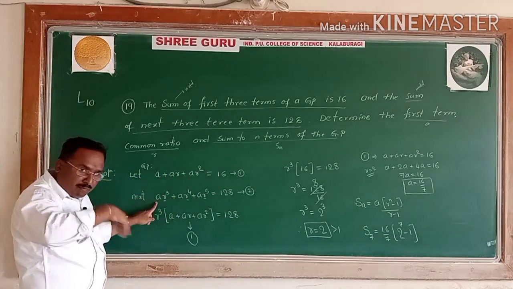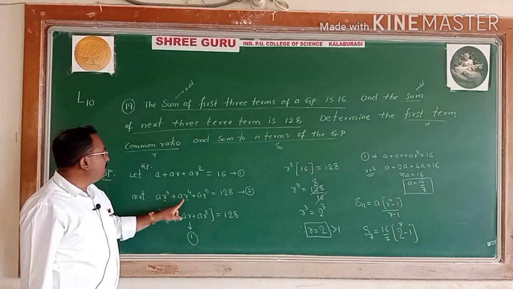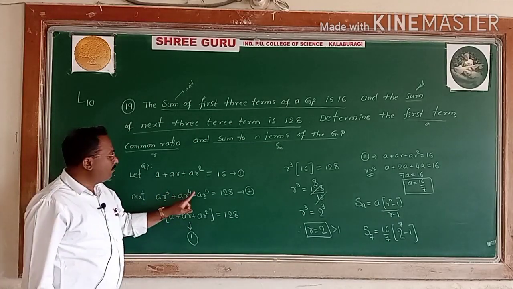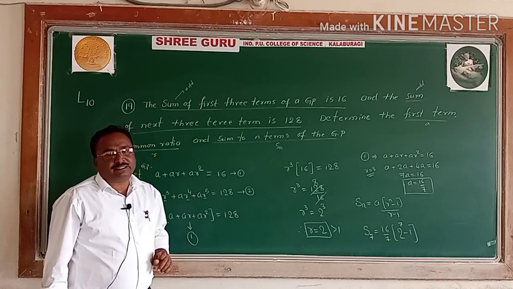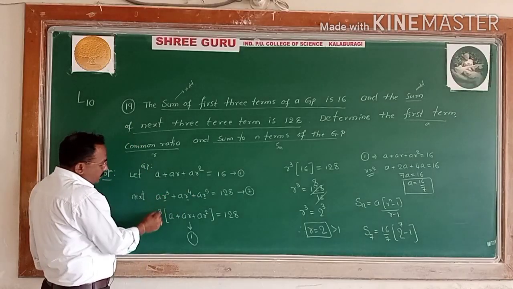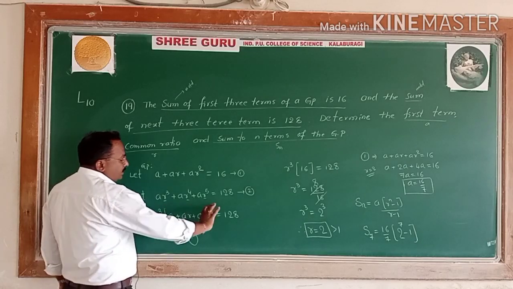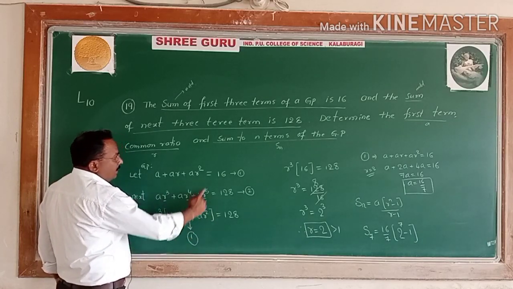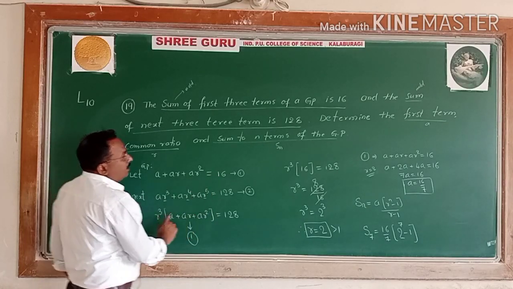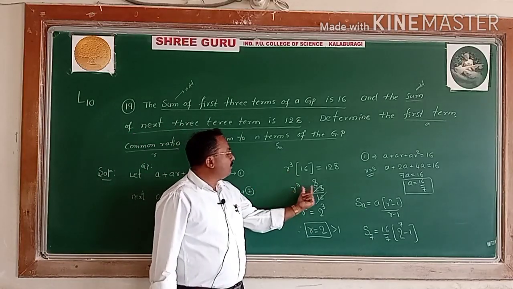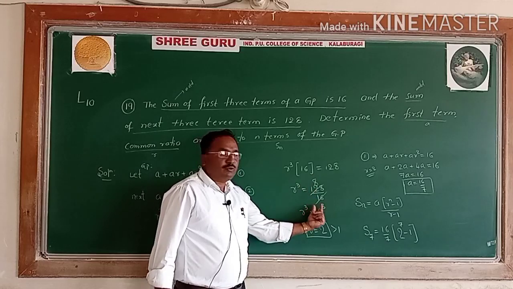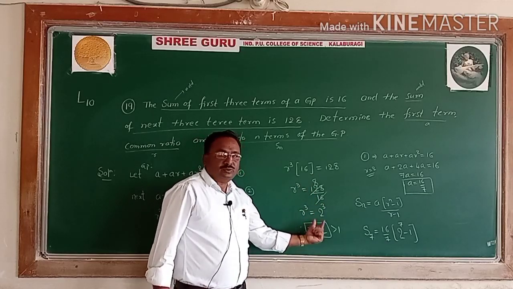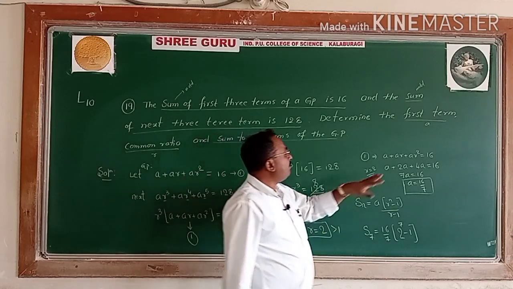AR cube, the sum of the next three terms: AR cube plus AR to the power 4 plus AR to the power 5 is equal to 128. Here, taking R cube common, the remaining term is what is given, the value 16. Simplifying, R cube is equal to 128 by 16, which is 8, R cube is 2 cube, so R is 2, greater than 1.